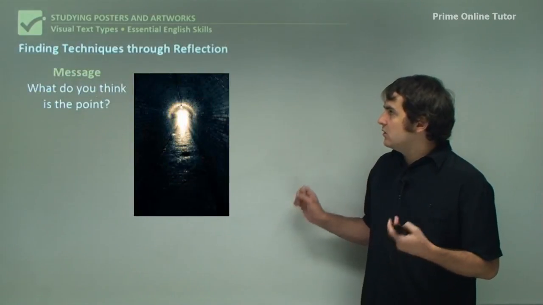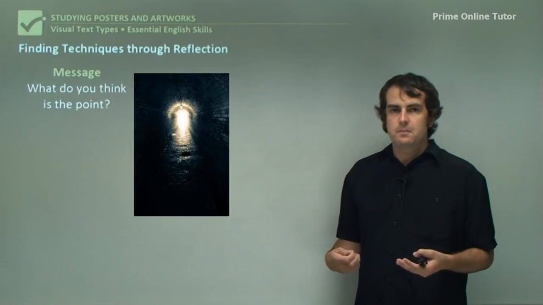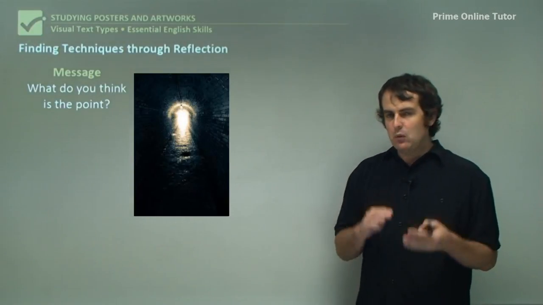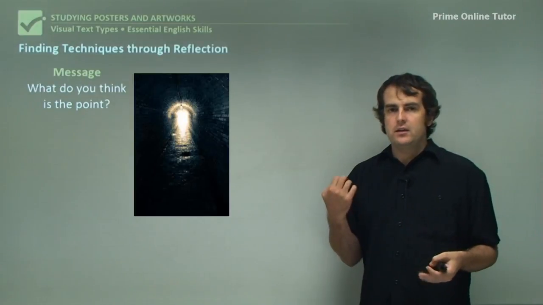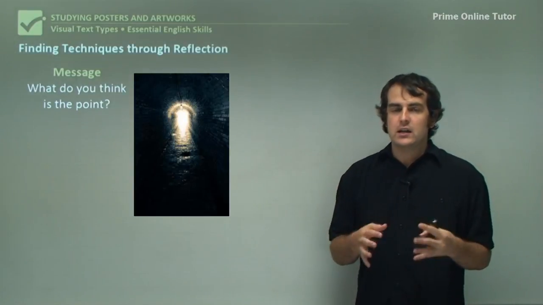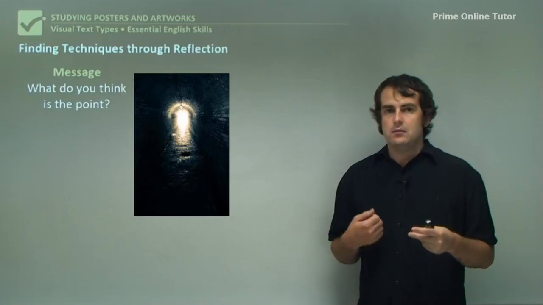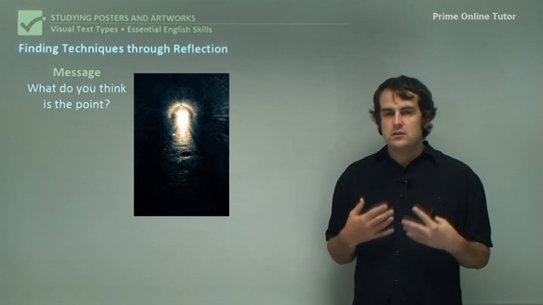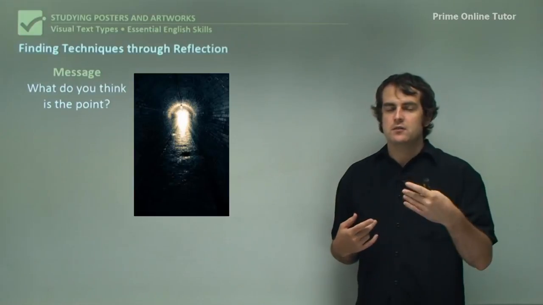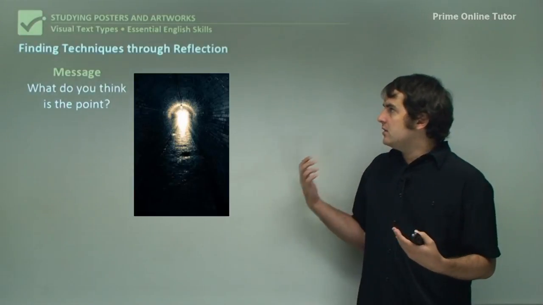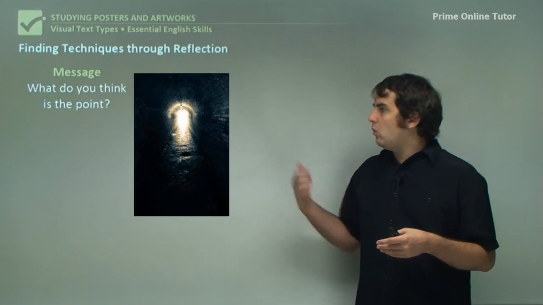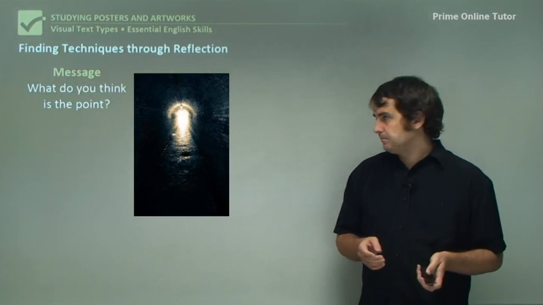Okay, so what can you find? You find your techniques through reflection. And what that means is by reflecting on the image, by looking at it closely, by looking backwards, as in thinking from the perspective of the viewer and then looking at the perspective of the creator, you start to get an idea of what the message is or what you think the point of it is.